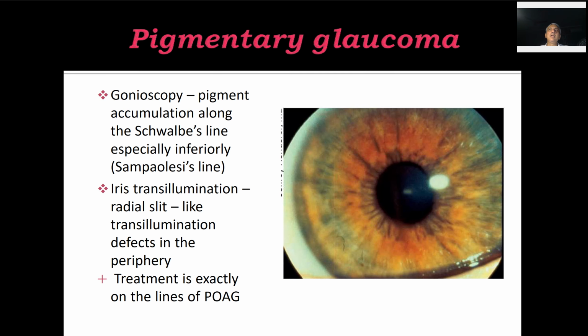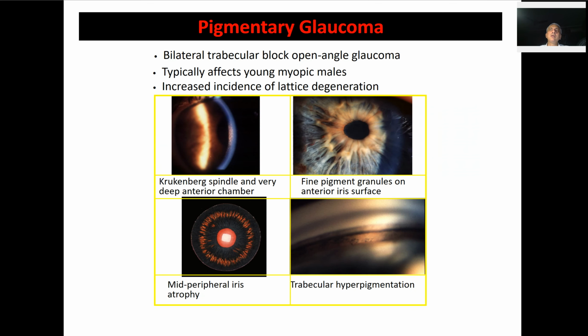It is said you have the posterior bowing of the iris, which causes it to rub against the zonules, producing that pigment release into the anterior chamber. So here you can see the Krukenberg spindle, which I talked about. This is pigment on the endothelium, fine pigment granules on the anterior iris surface, and trabecular hyperpigmentation, which is called the Sampaolesi line.